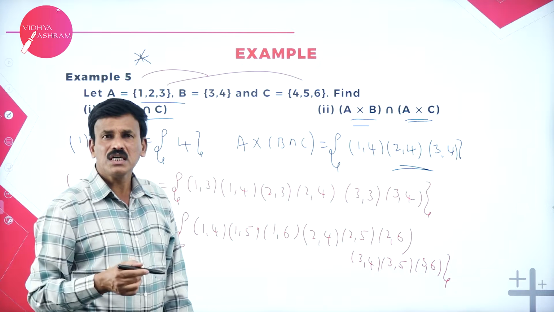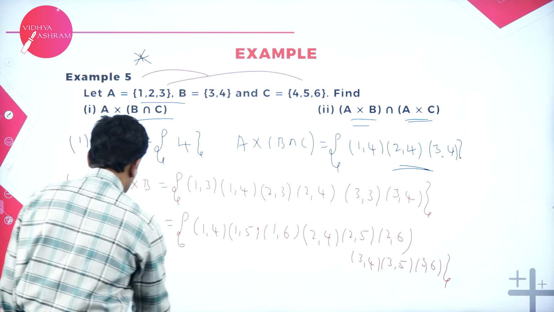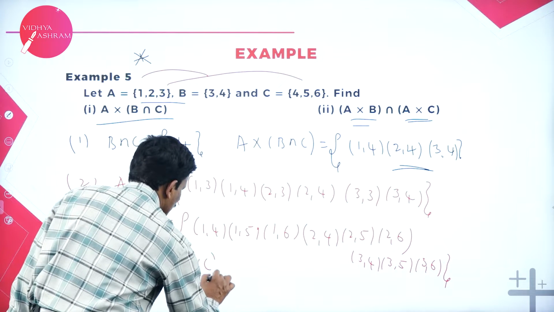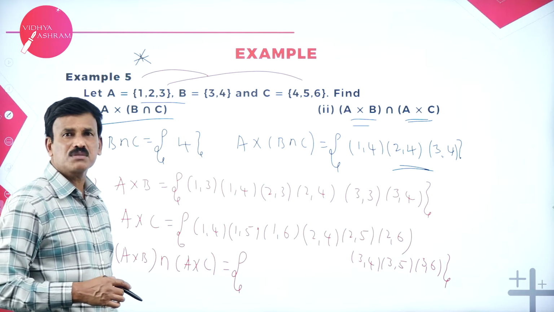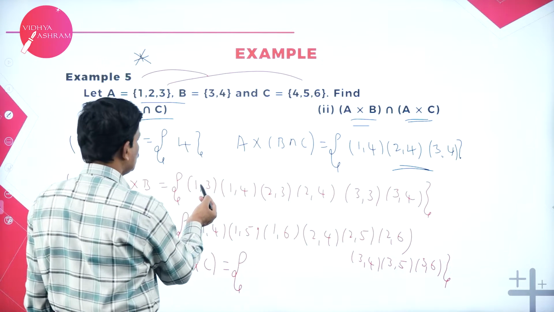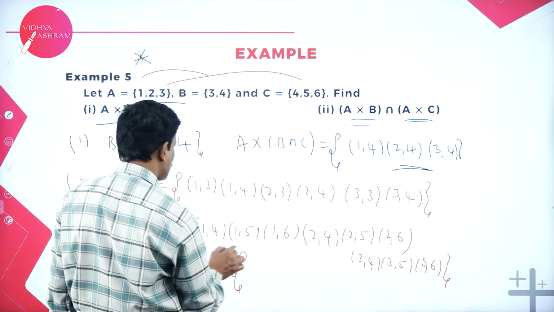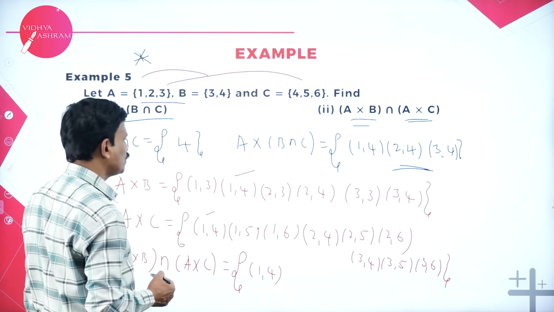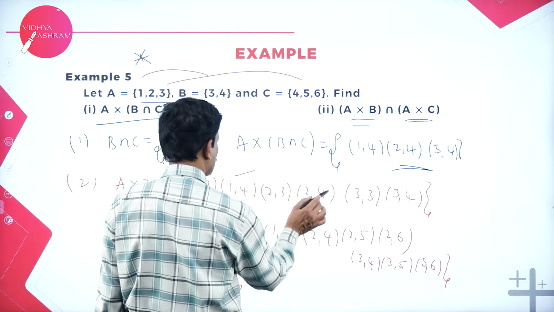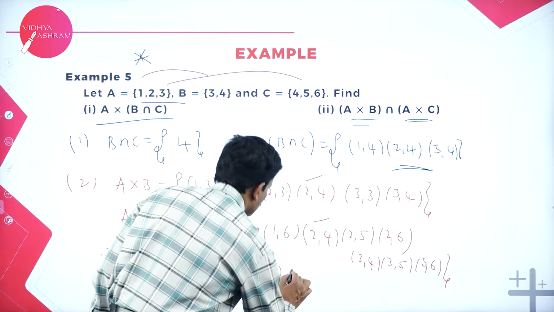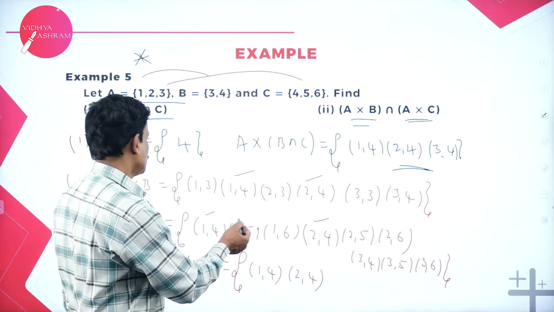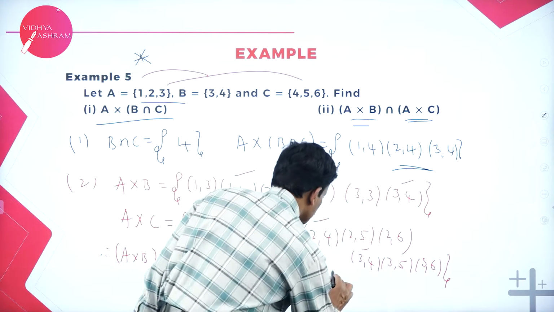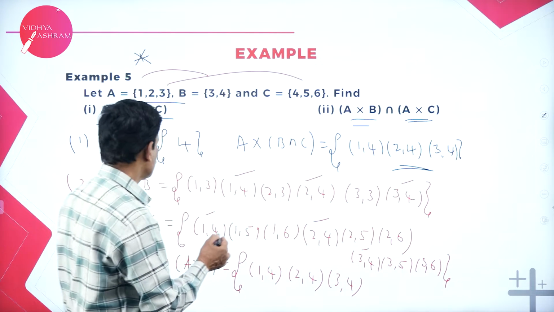Now, the intersection, A cross B intersection A cross C. The intersection of these two. In this we have (1, 3). Here (1, 3) is not there. (1, 4) and (1, 4), we can write the common (1, 4). Then (2, 3) is not there. We have (2, 4) and (2, 4). (3, 3) is not here. (3, 4), yes, we have (3, 4). (3, 4) are common elements. That's all.